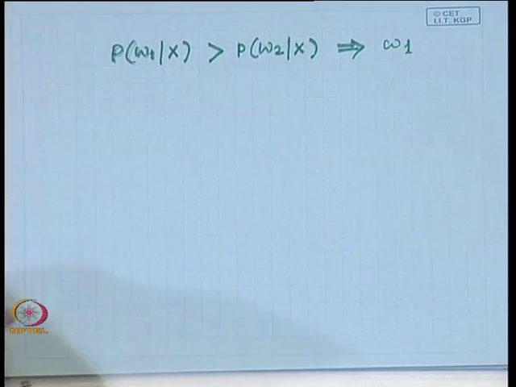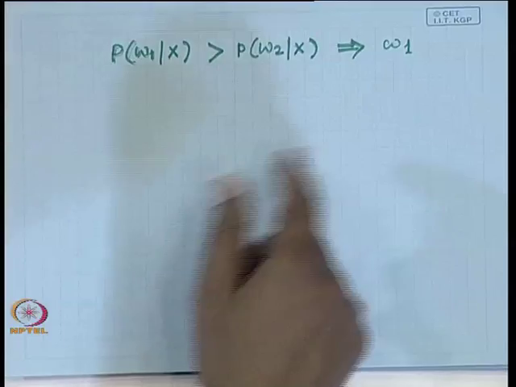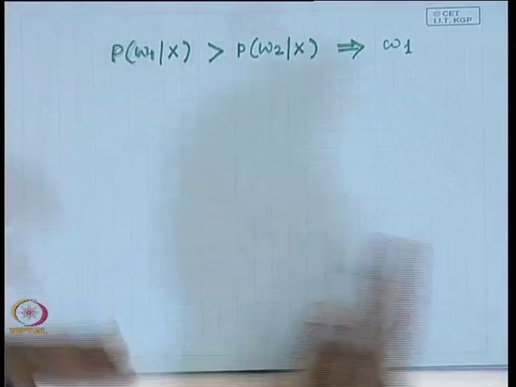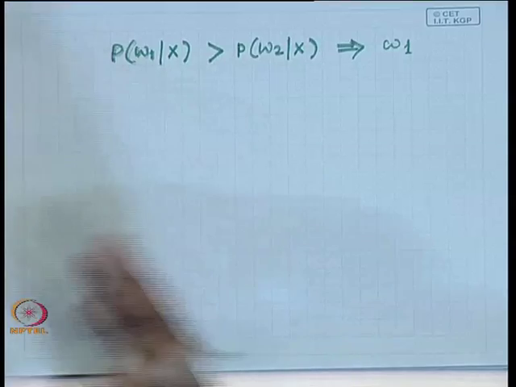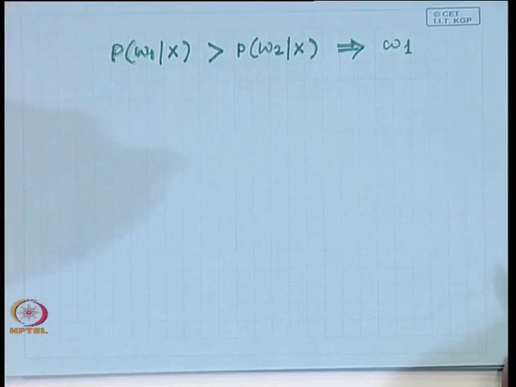Okay. So, the difference between our generalized case and the specific case is that there we had the simple expression: p of omega 1 given x greater than p of omega 2 given x leads you to the decision of omega 1, or in the present terms action alpha 1. If it is the reverse, then I have to take action alpha 2.